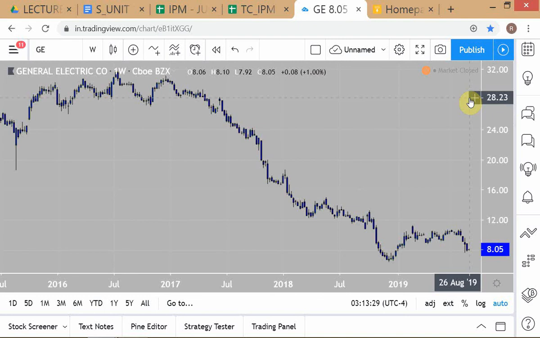So basically what he'll do is assume the fair value is $28. The market is here, so he'll buy it, because that's what all value investing assumes, that the market will eventually return to fair value.